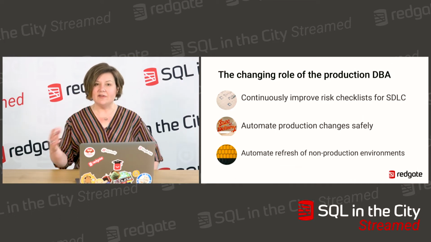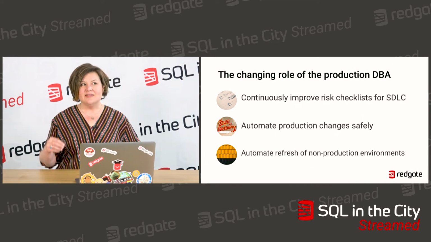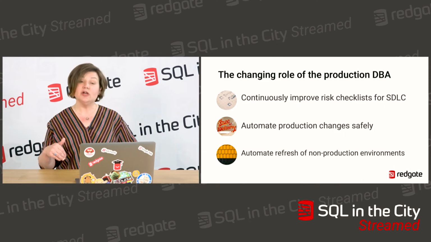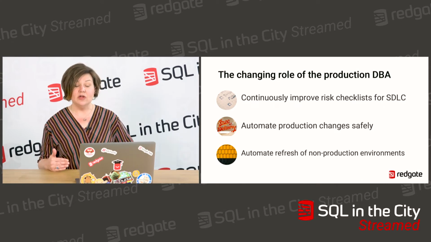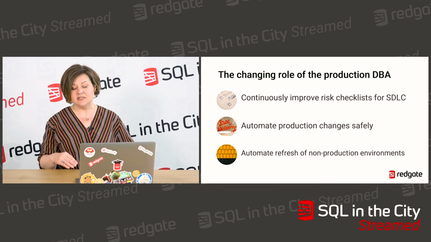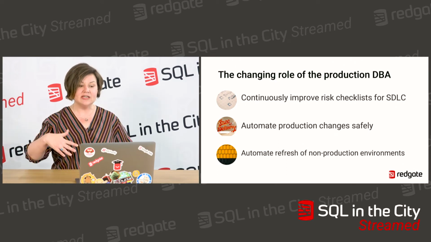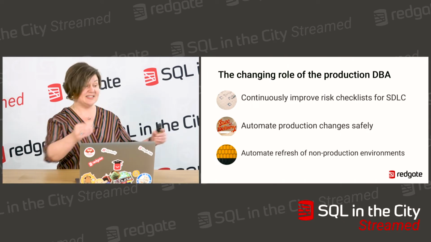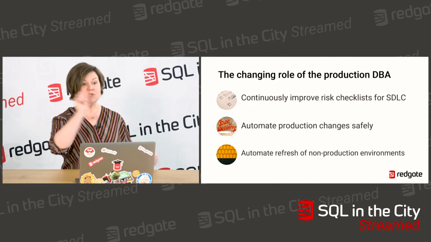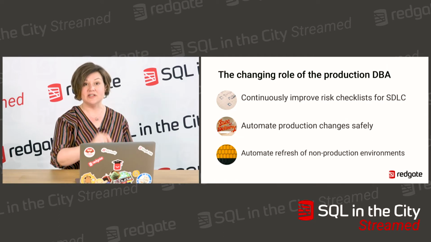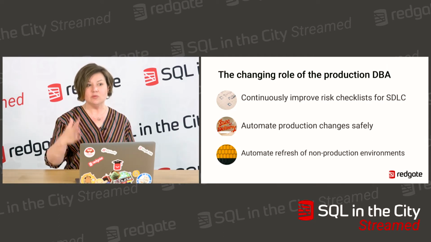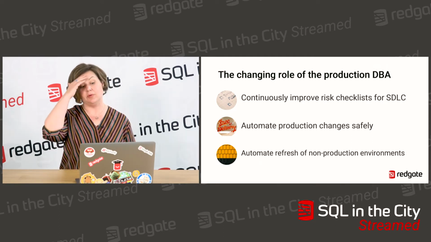This does mean that for production DBAs, they need to look more at how can I be part of the software development lifecycle. So in other words, instead of just being part of a change approval board at the end of a change, how do I actually create risk checklists that can be used as changes are developed to make sure, hey, are we evaluating these risks as we go through?